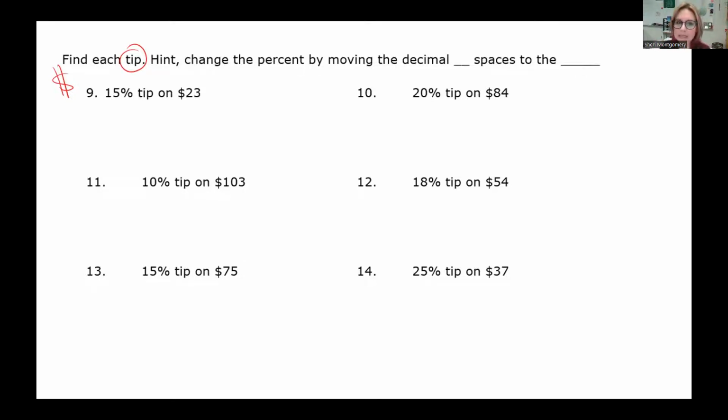Finding tip, again, hint, change the percent by moving the decimal 2 spaces, the same as the first section. Tip or percent always to change to a decimal is 2 spaces to the left. It's still percent. So for these, you set them up exactly the same. So the first one is 0.15 times 23. Type it in, tell me what you get.